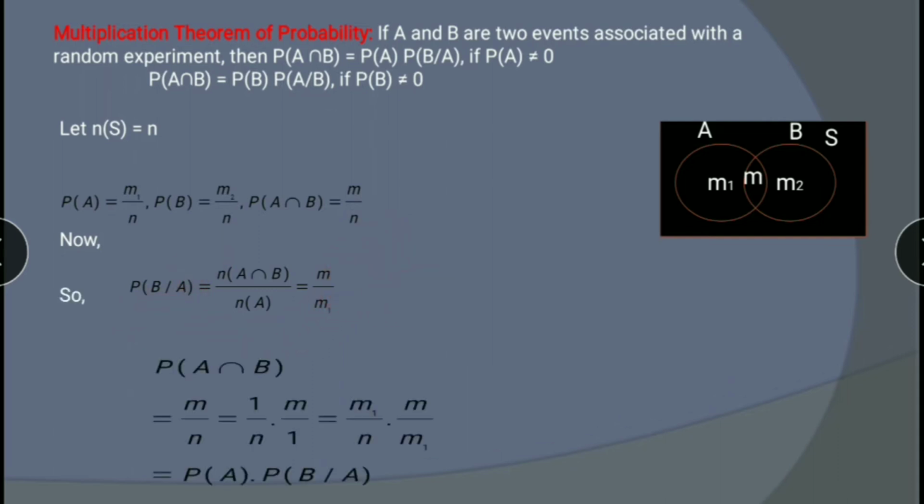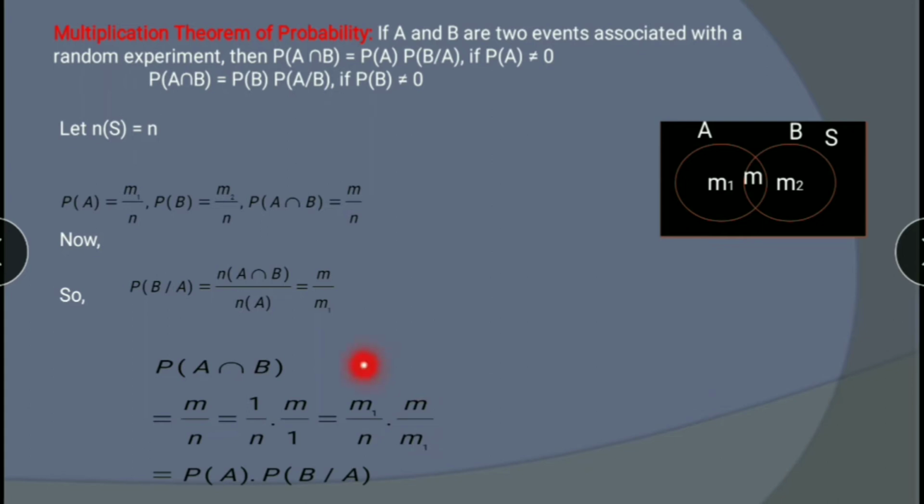So what about the probability of A intersection B? It is M divided by N, right? So I can write M divided by N as 1 upon N into M upon N. Now I will multiply and divide by M1. I will multiply by M1 here. I will divide by M1 here. Okay, we can do this. Instead of this 1, we can put M1, right?